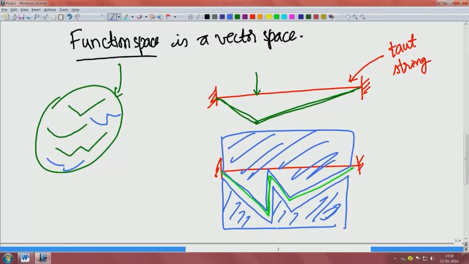Hello again. So, we are talking about the properties of the function space, right. We took this simple example of a taut string and we wanted to know what kind of shapes this taut string will take when you apply different kinds of forces on it, right. So, all of those we have to search in order to find one that minimizes the potential energy. So, we are talking about that function space here.